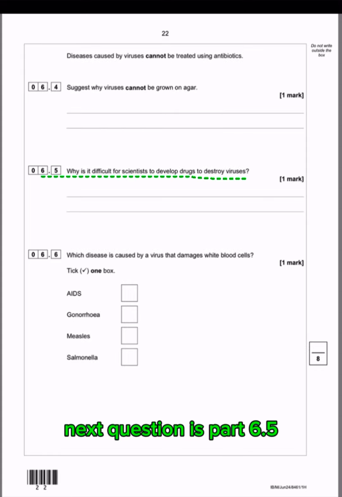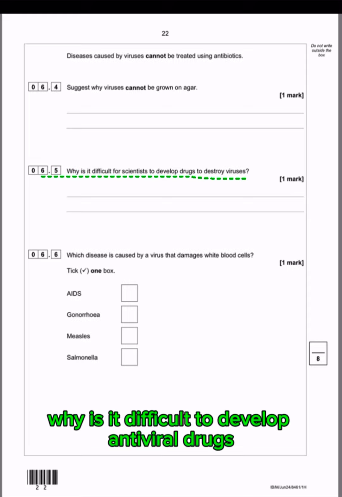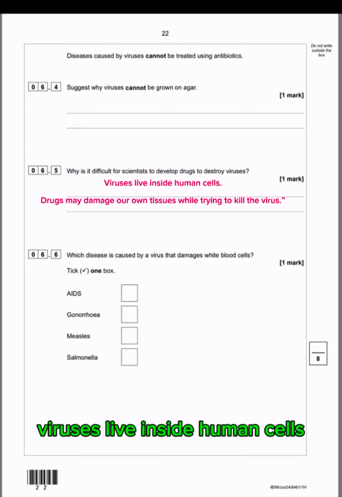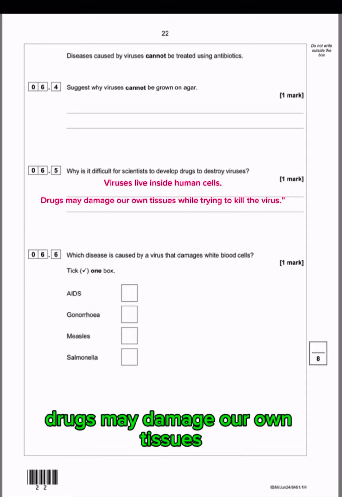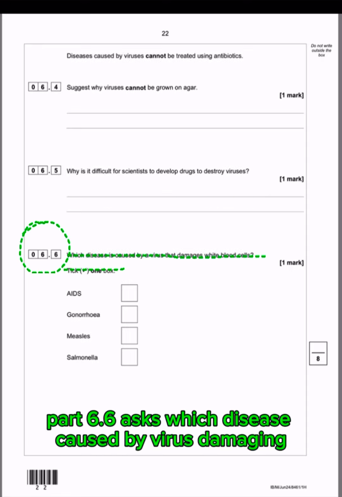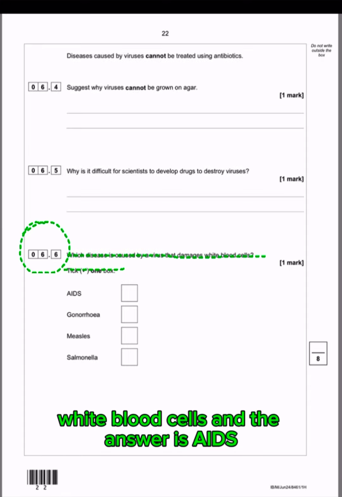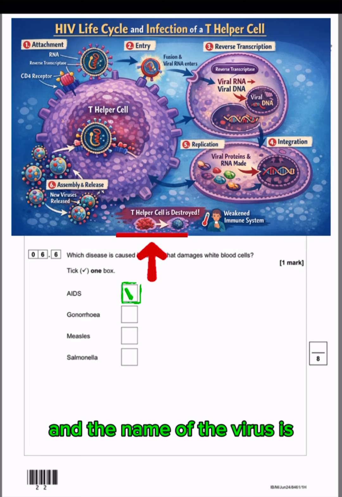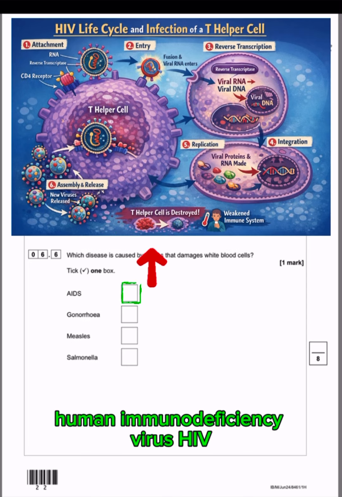The next question is part 6.5, which asks why it is difficult to develop antiviral drugs. Viruses live inside human cells. Drugs may damage our own tissues while trying to kill the virus. Moving on to part 6.6, which asks which disease is caused by a virus damaging white blood cells. The answer is AIDS, and the name of the virus is human immunodeficiency virus, HIV.